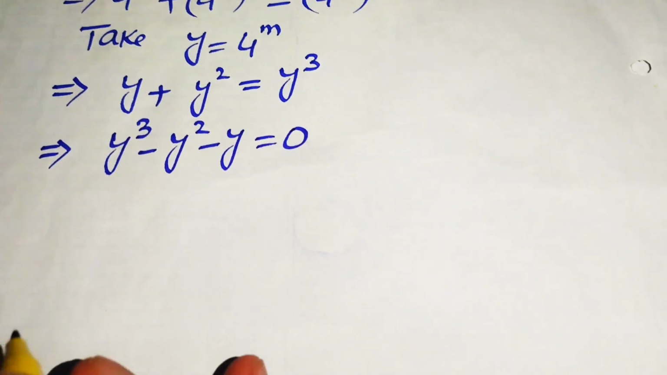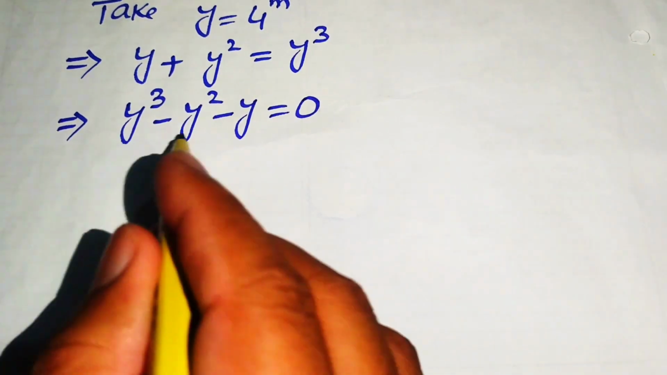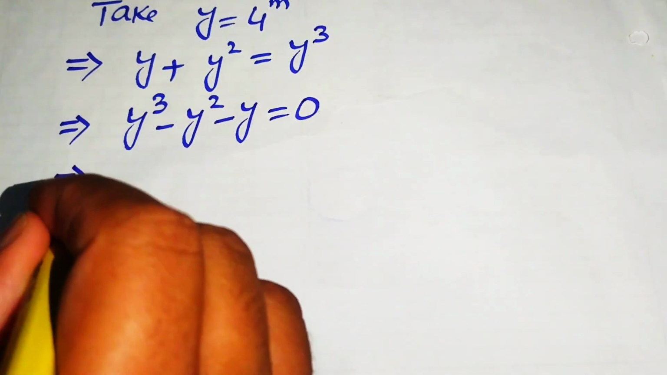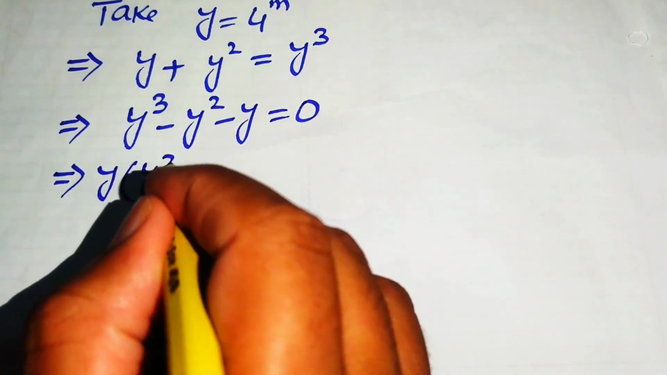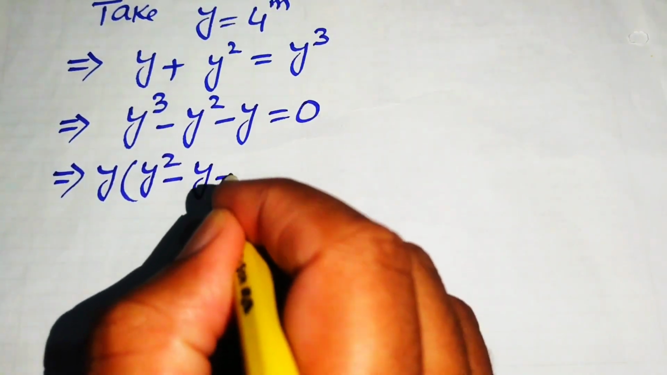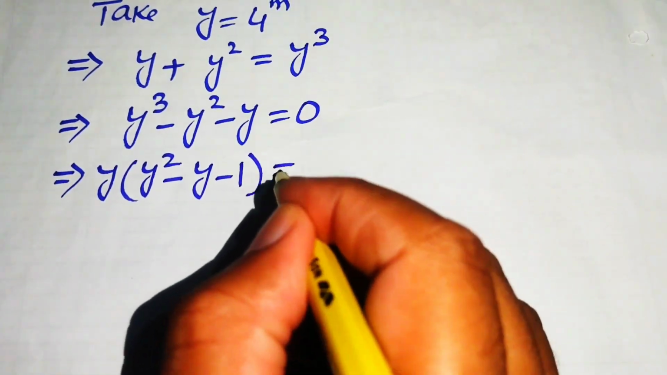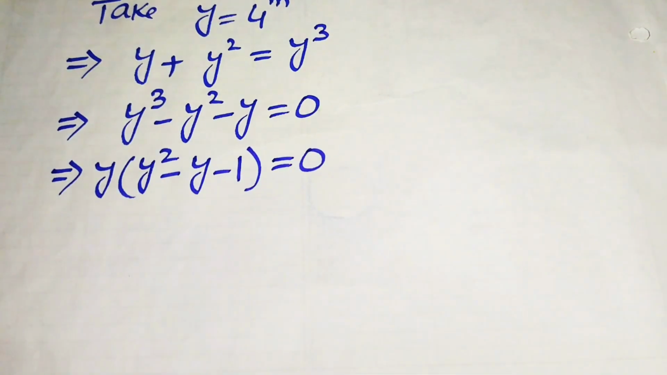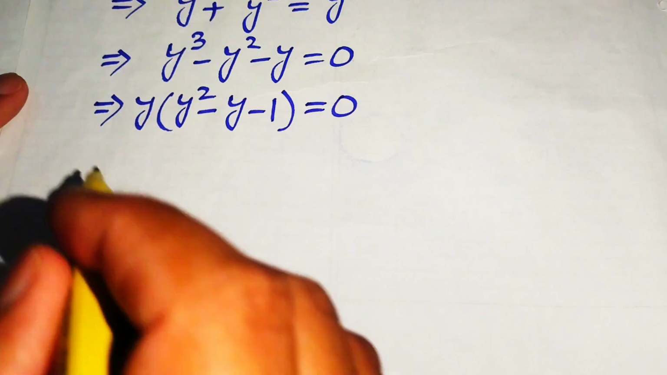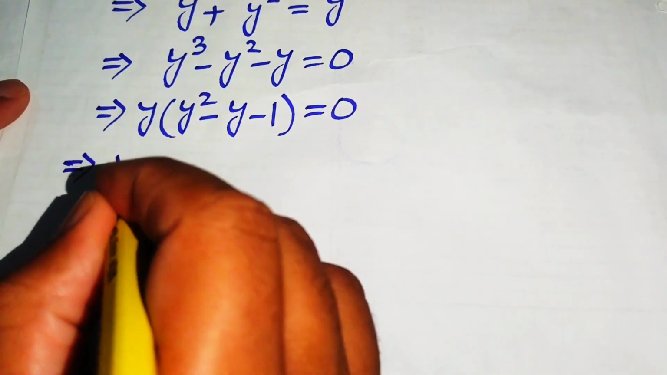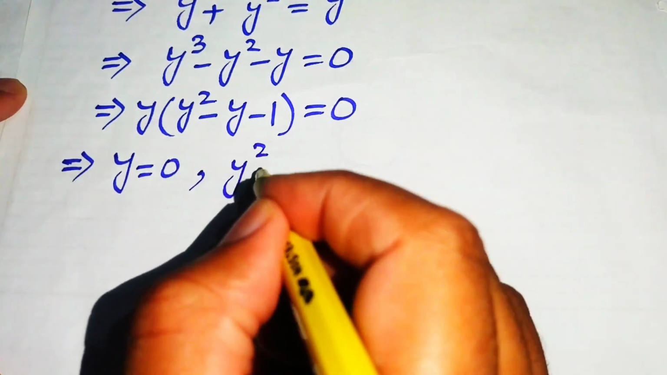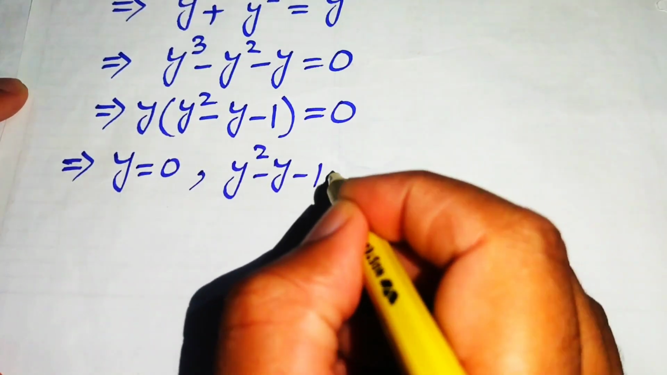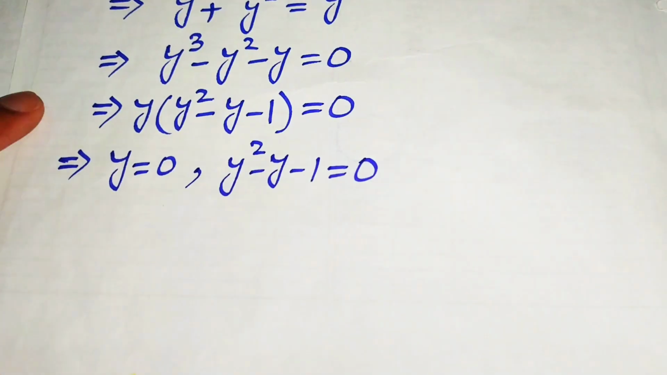So this is the cubic equation. Here you see that we have y as the common term, so we take a common y and we get y squared minus y minus 1 equals 0. After that we have two cases. The first case is y equals 0, and the second case is y squared minus y minus 1 equals 0.